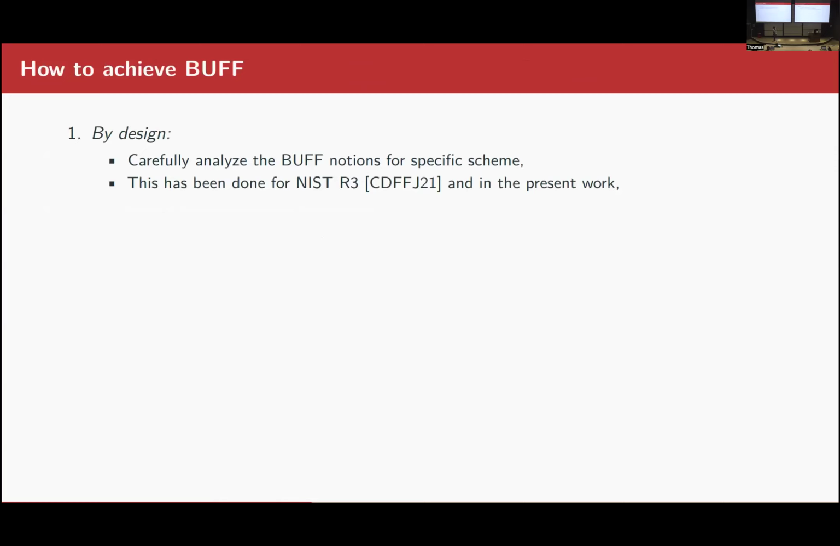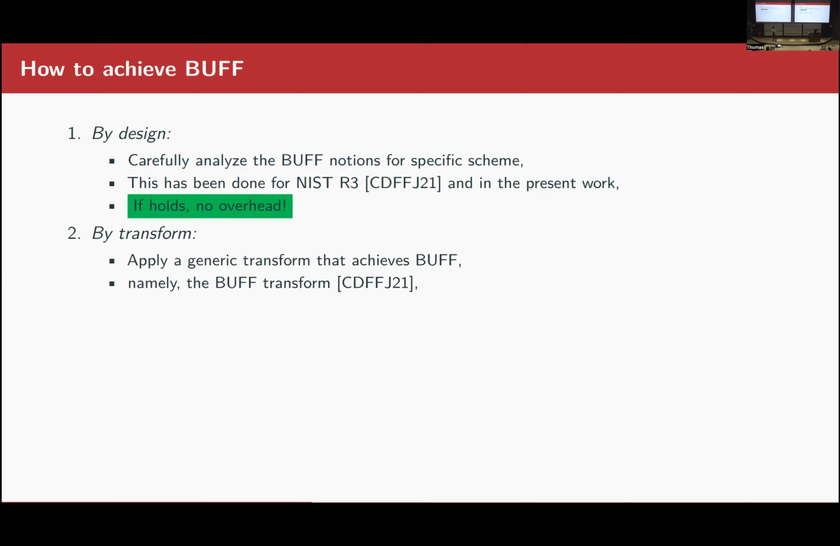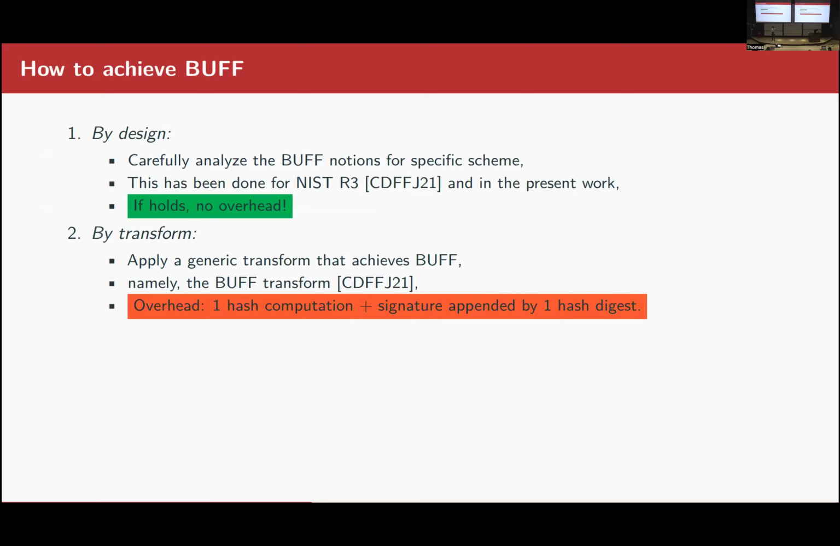So how can we ensure that BUFF security holds? The best way is, if you have a signature scheme, do an analysis. This has been done for the round 3 candidates in the initial BUFF paper and in our current work. And if this holds, then it's nice, we have no overhead. If it doesn't, then there is a transform which generically achieves BUFF security. Unfortunately, it comes with the overhead of requiring one hash computation, which may not be something we have to worry about, but it also increases the signature size by one hash, which maybe designers want to avoid.